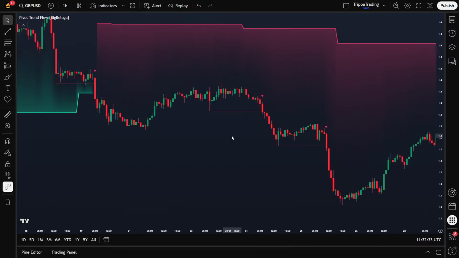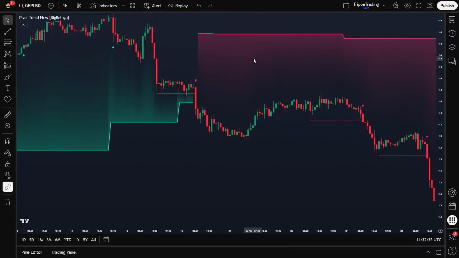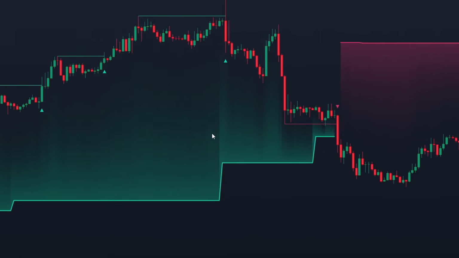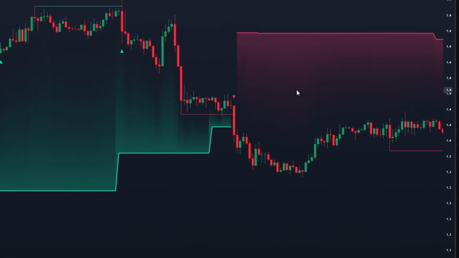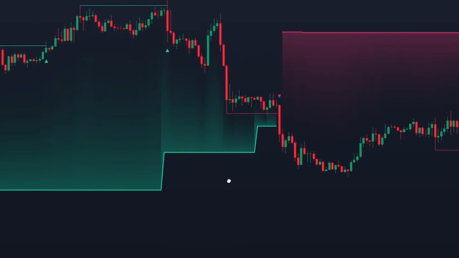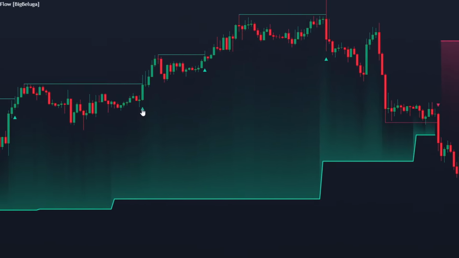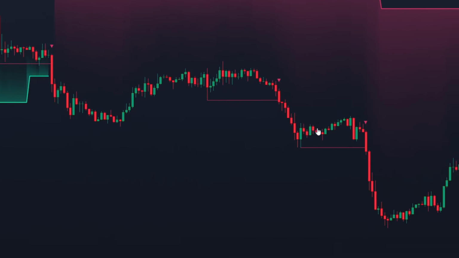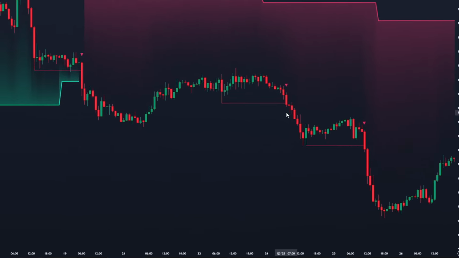The first thing the Pivot Trend Flow does is show you your bias. When the band turns green, you're looking for buys only. When it turns red, you're looking for sells only. It's as simple as that. And those small up and down triangles are what you'll use for entries. In a green state, when an up triangle appears, it means price has broken above the most recent pivot high. That's your cue for a buy entry. In a red state, when a down triangle appears, it means price has broken below the last pivot low, your cue for a sell entry.